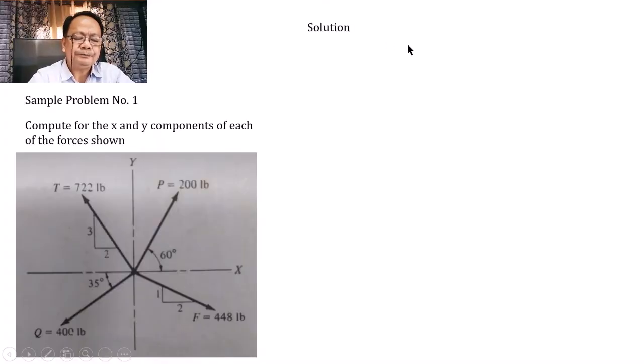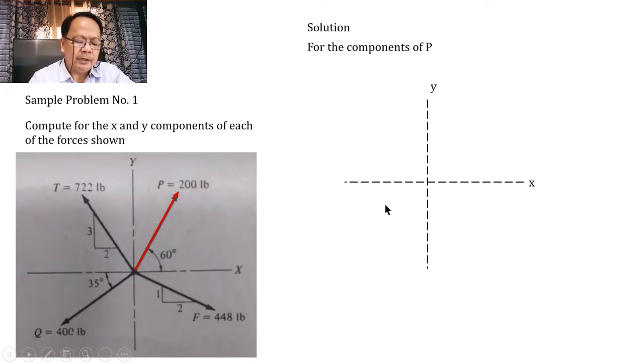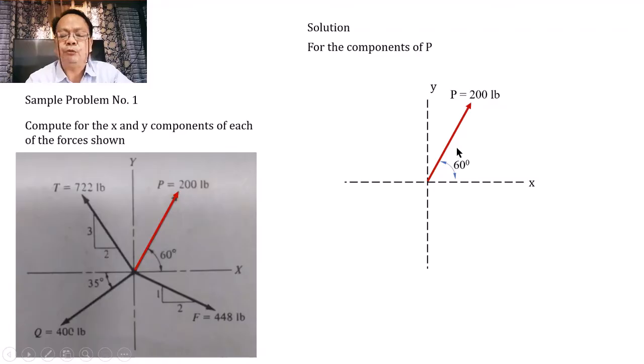So I have here our components of the force P. Our force P has a magnitude of 200 and inclined at 60 degrees with respect to the horizontal. So if we're going to draw our horizontal and vertical axis, the x and y, let us try to transfer this force from this point up to this point. Also the angle that this force is making with respect to the horizontal.